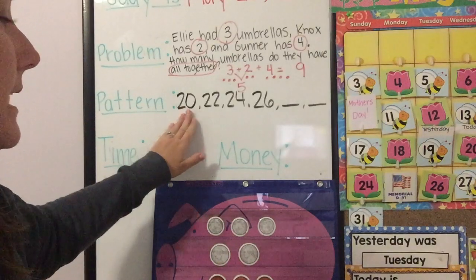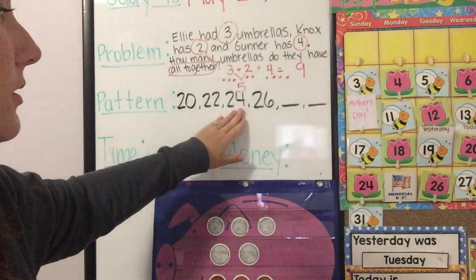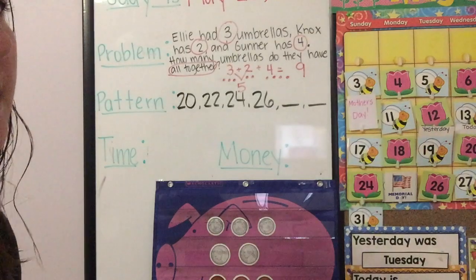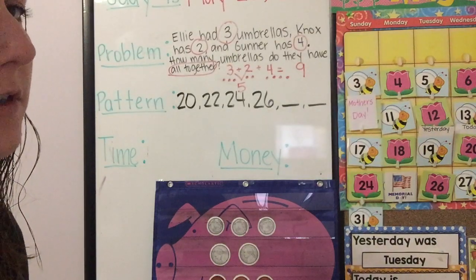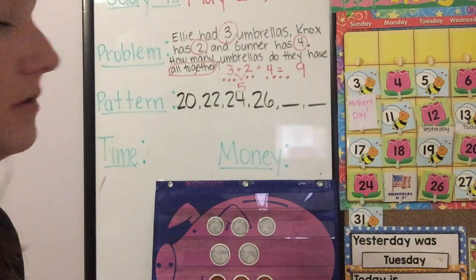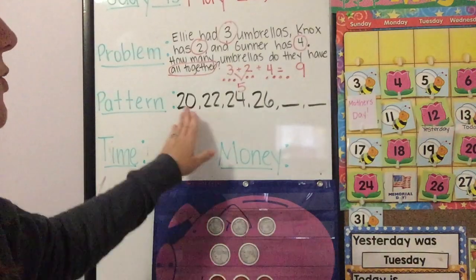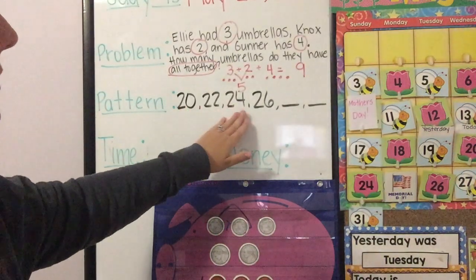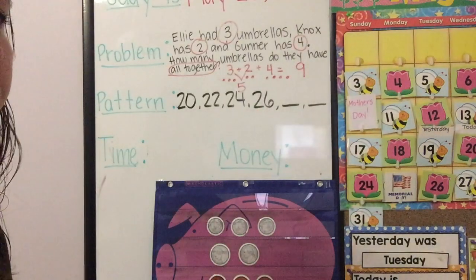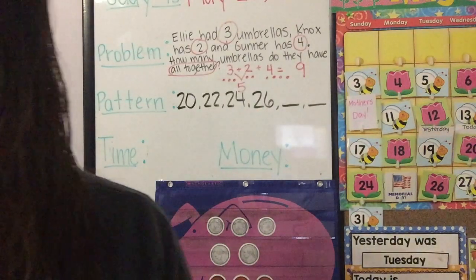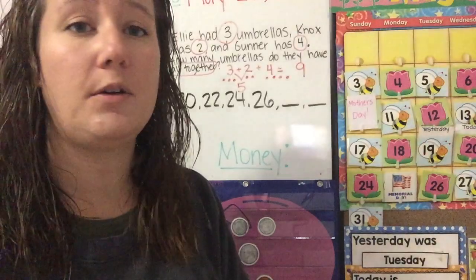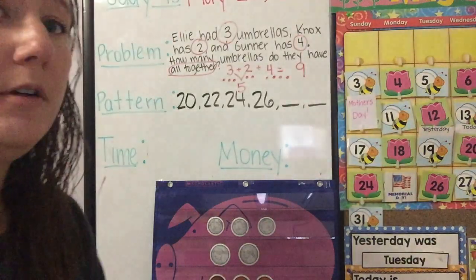So we have 20, 22, 24, 26. So again, if you're solving with me, write this down, fill it in on your own, and then we'll come back together and check. 20, 22, 24, 26. Okay, our first step is to decide if this is a growing pattern or a repeating pattern.